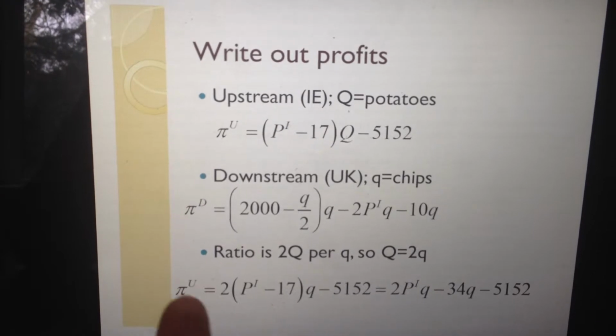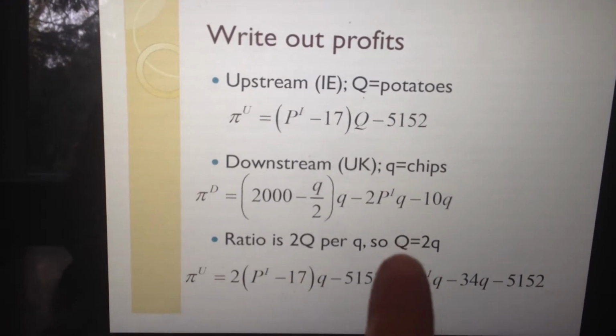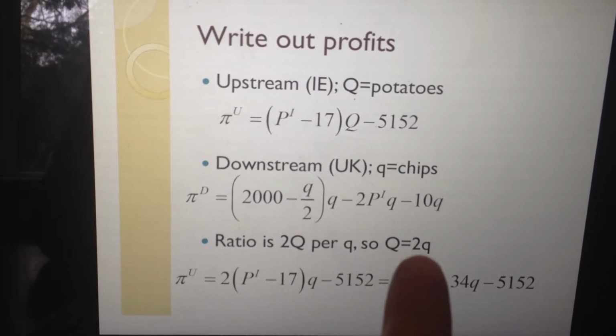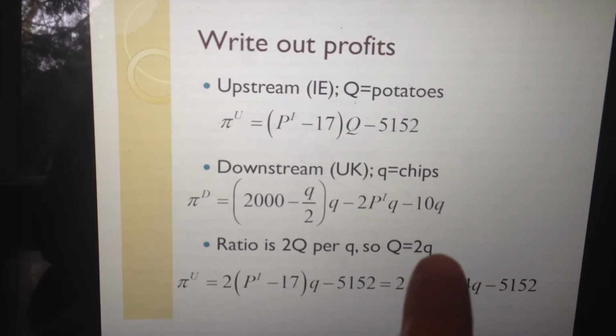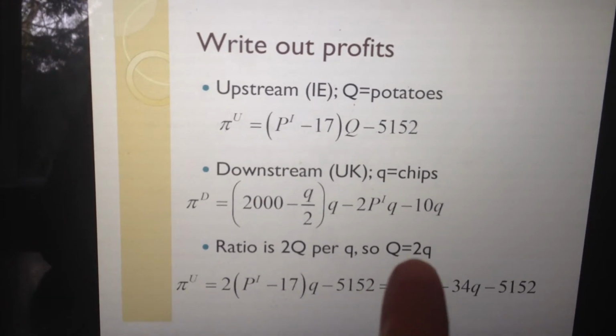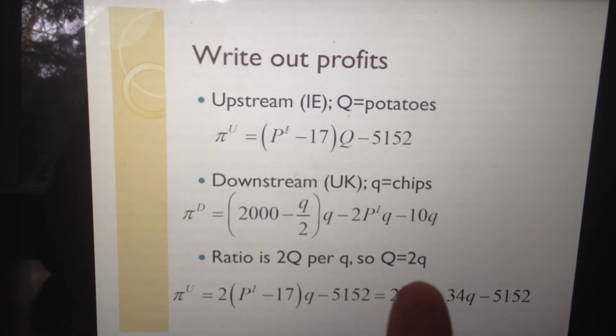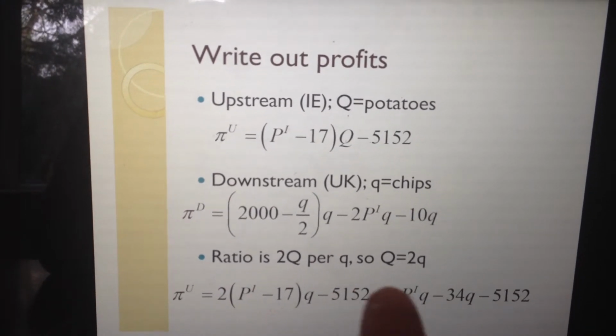So we can rewrite the upstream firm's quantity of intermediate goods as 2 times the quantity of the downstream. So again, what's going on here? For every chip, how many potatoes do you need? 2 times that number. So if you're making 1 chip, you need 2 potatoes. 4 chips, you need 8 potatoes, and so on and so forth.